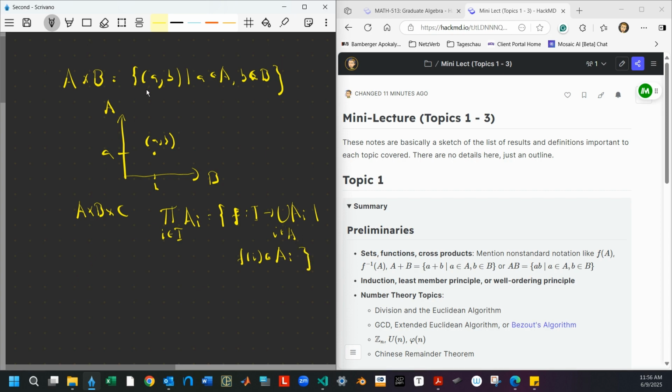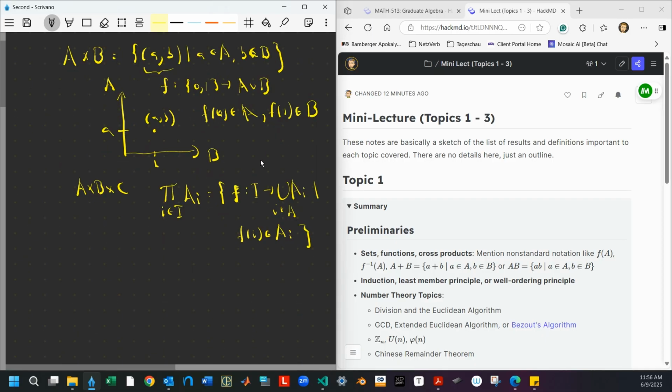One thing here is we can view this as a function going from the set {0, 1} to A union B, where f(0) is in A, and f(1) is in B. Maybe I should have started counting at 1. We're talking about set theory, so I'll explain why I'm starting at 0, but this could be 1 and 2 instead of 0 and 1. That's one way of coding an ordered pair in terms of sets.